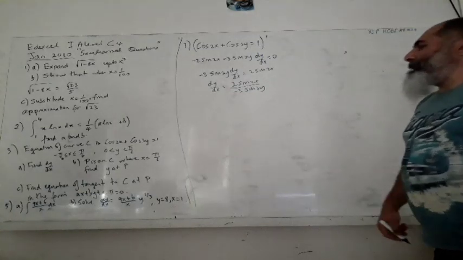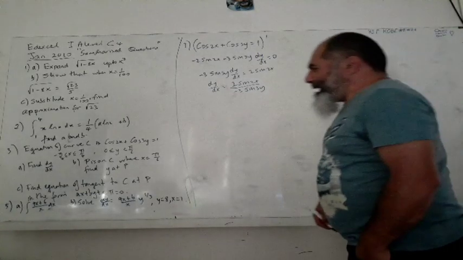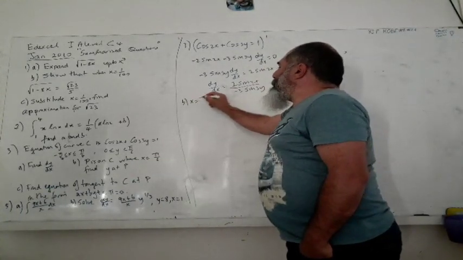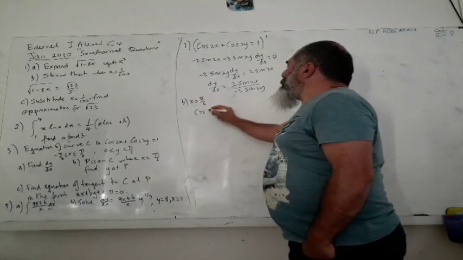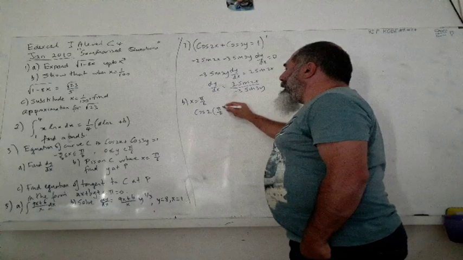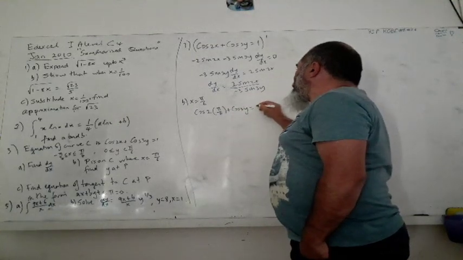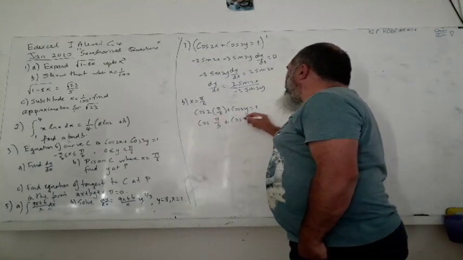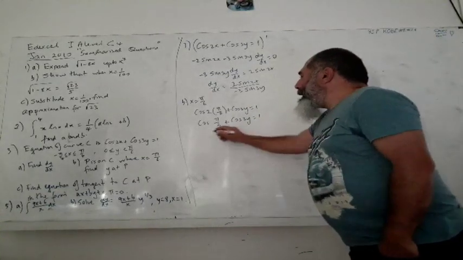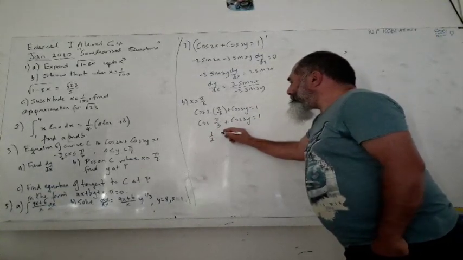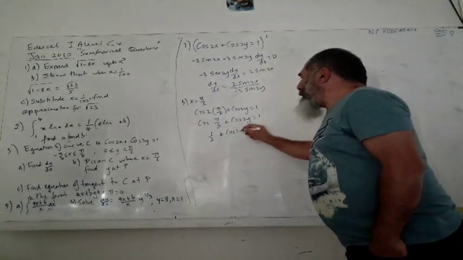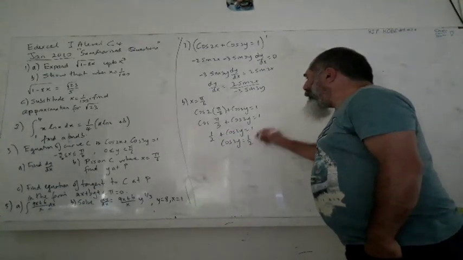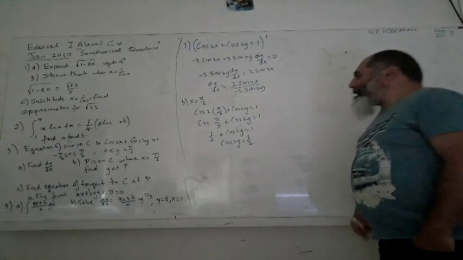Now P is on C where x is equal to pi over 6. Find y at P. When x is equal to pi over 6, cosine 2 times pi over 6 plus cosine 3y is equal to 1. Cosine pi over 3 plus cosine 3y is equal to 1. This is 1 over 2 plus cosine 3y is equal to 1. Cosine 3y is equal to 1 minus 1 over 2, which is again 1 over 2.